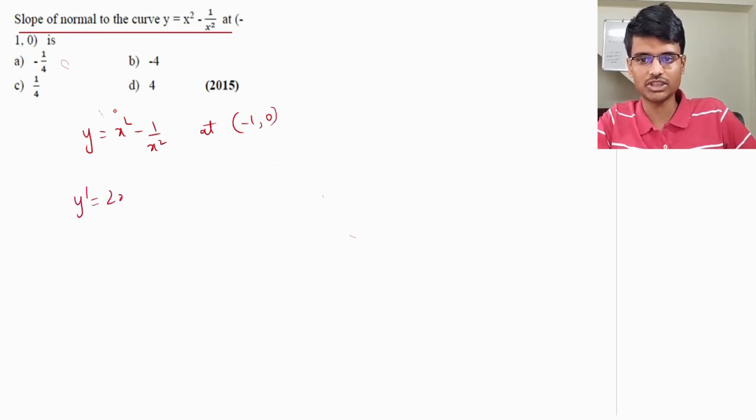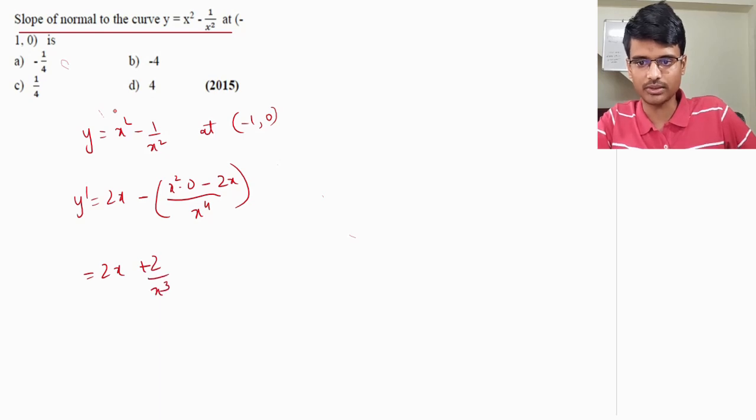y dash is 2x minus differentiation of 1 by x square. I am applying the product rule. x power 4 times 0 minus 2x, right? I get 2x plus 2x into 2 by x cube, right? On simplifying this, I get 2x power 4 plus 2 by x cube. So this is my slope of the tangent.